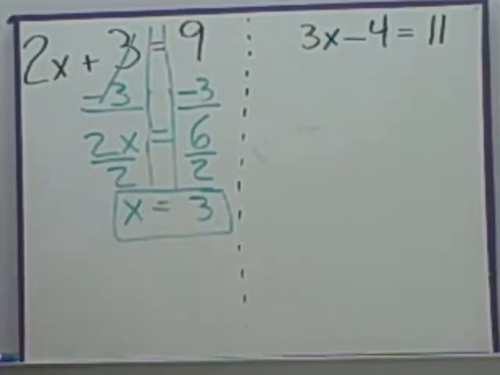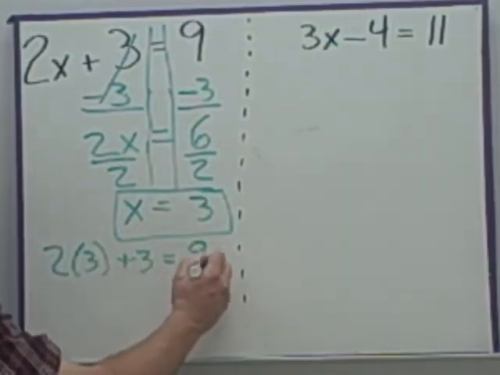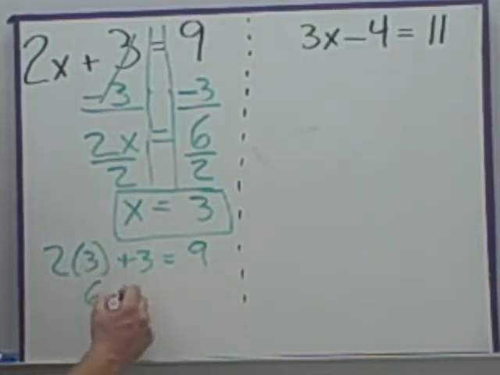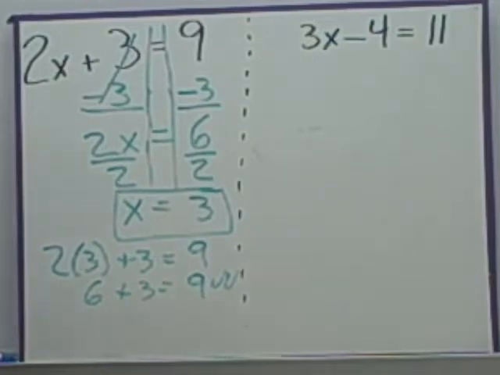X equals 3. Remember, we can double check it by plugging it back into the original. 2 times 3 is 6. 6 plus 3 is indeed 9, so it does double check.